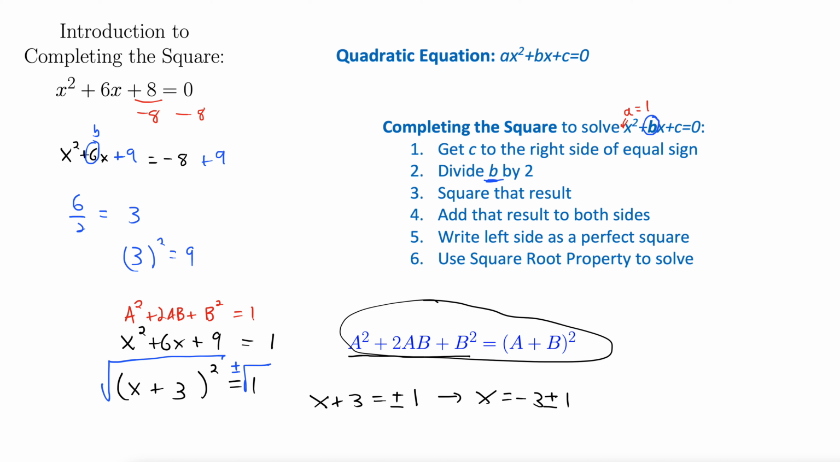Now you wouldn't want to leave your answer like this. You only leave it at this stage if you can't simplify it any further, like if this was minus 3 plus or minus rad 5. But this we can actually work with, right? We have x equals minus 3 plus 1, and we have x equals minus 3 minus 1. Okay, so that gives us negative 2. That's one of our answers, and then it gives us negative 4. That's another answer.